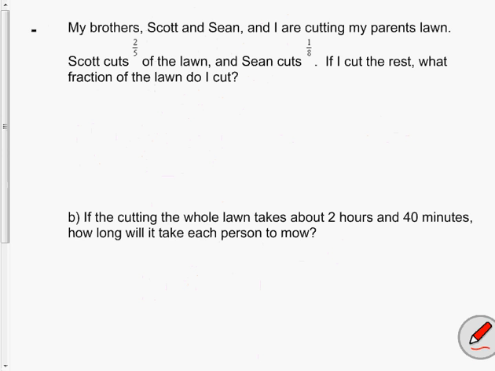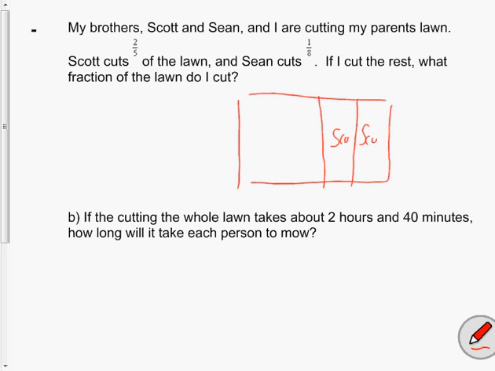Next question. My brother Scott, Sean, and I are cutting my parents' lawn. Scott cuts 2/5, so I'm going to draw my lawn. I divide it into fifths. So Scott did this, and Scott did this. Sean cuts 1/8 of the lawn. Sean and I did the rest.